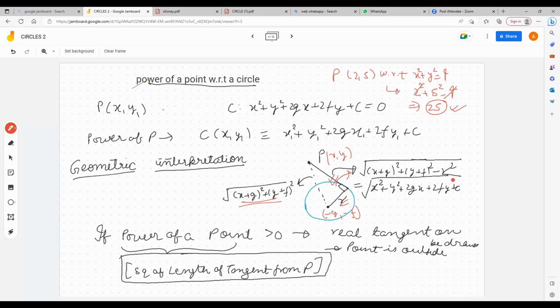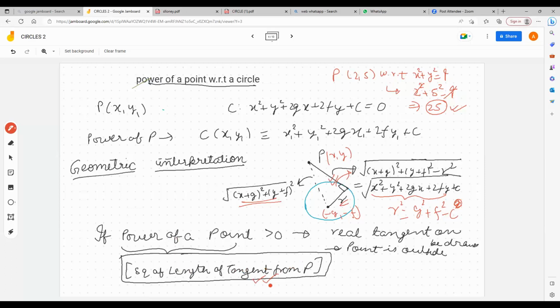Now, if we see this expression, then what does it become? It becomes x square plus y square plus 2gx plus 2fy plus c. Why c? Because we know that r square equals g square plus f square minus c, and if we do g square plus f square minus r square, it becomes c. So basically, this is the power of P with respect to the circle. So the length of the tangent drawn from P to this circle is the square root of the power of the point. That is, the power of a point is the square of the length of the tangent from P. This is its geometrical significance.